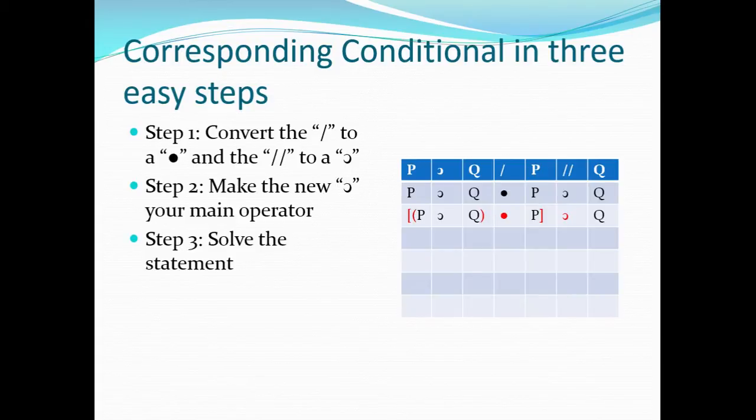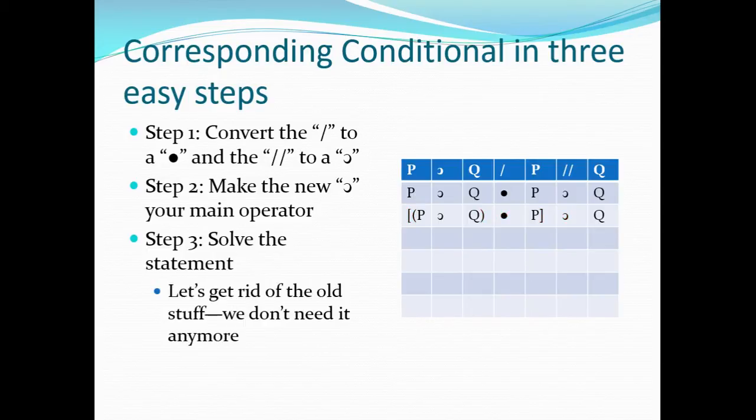Before we do that, I'm going to clean some of this up. So we're just going to have that third row down that has our new square bracket and parentheses, and the horseshoe is the main operator. So we'll turn this into black, and then we'll get rid of the old stuff because we don't need that anymore. This statement that we're looking at right now, square bracket, parenthesis, P horseshoe Q, close parenthesis, dot, P, close square bracket, horseshoe Q, that is the corresponding conditional. So we've converted the argument into a conditional statement, and that's why we call it the corresponding conditional. It's the conditional statement that corresponds to the argument.